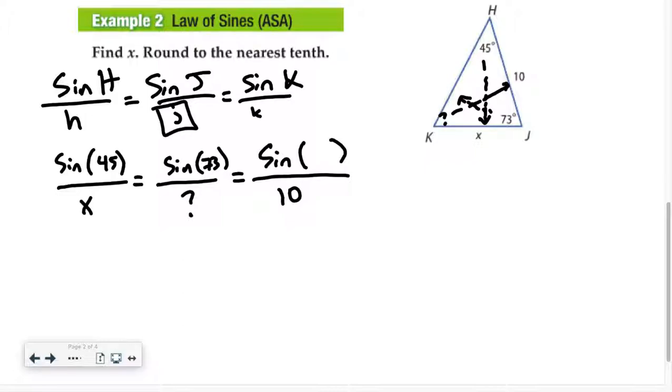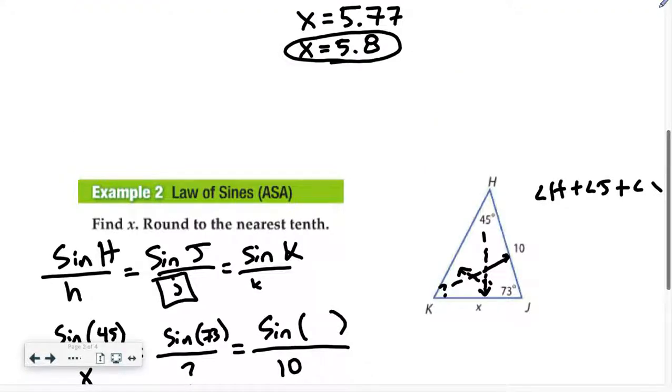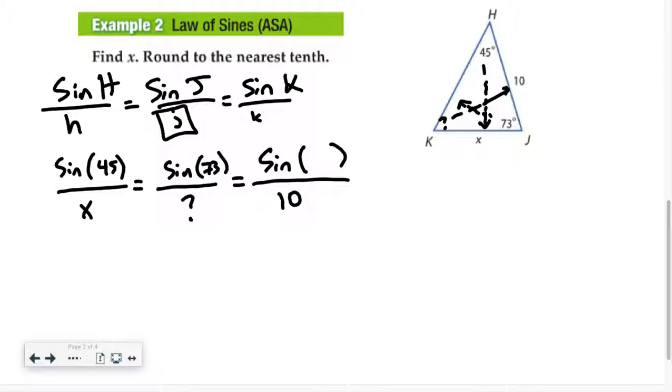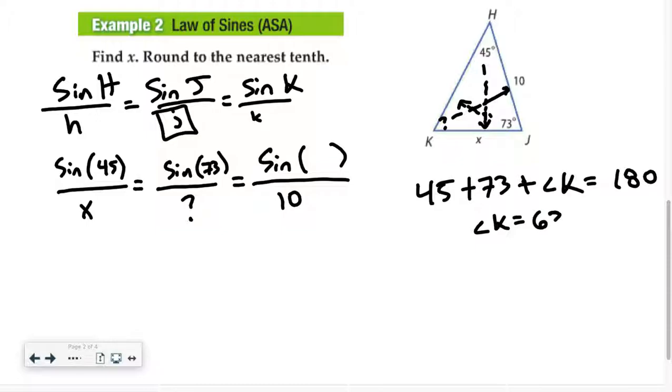Well, why is that? Well, we know angle H plus angle J plus angle K, those all being angles in a triangle, should all add to 180. So 45 plus 73 plus angle K should all add to 180. So we subtract 45, we subtract 73, we get the angle K is 62 degrees.